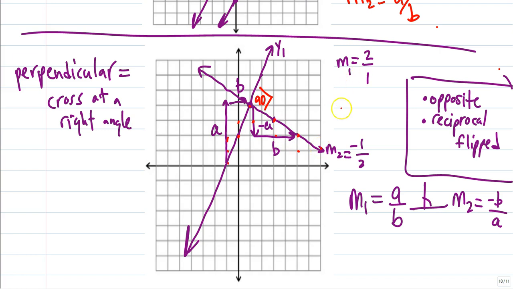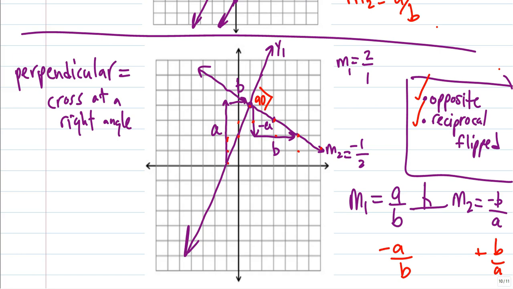Okay? So for these to be perpendicular, the slopes are not the same. They are opposite and reciprocal. If one is A over B, the other one is negative B over A. If the first one was negative A over B, the opposite would be positive B over A. They are both opposite and reciprocal. So that's, like I said, just kind of an introduction to slopes.